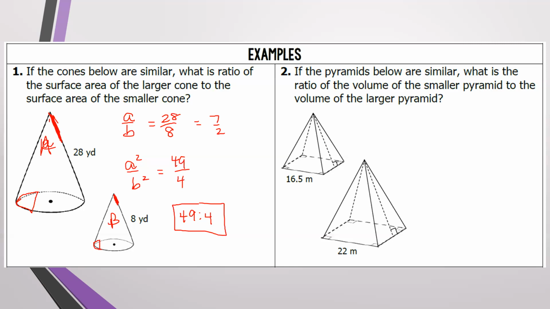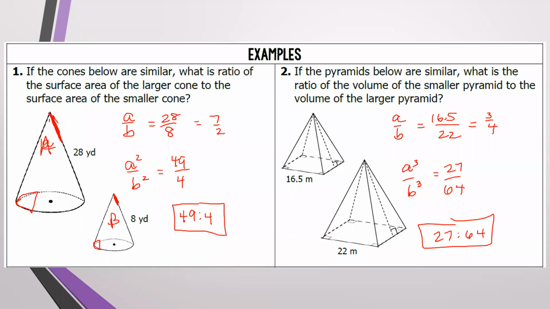Okay. Try number 2. Number 2, they tell you the length of the base of each pyramid. They're similar pyramids. What would be the ratio of the volume of the smaller pyramid to the larger pyramid, meaning your smaller pyramid number will be on the top of your fraction, the larger pyramid number will be in the bottom of your fraction. Go ahead and try number 2 now.